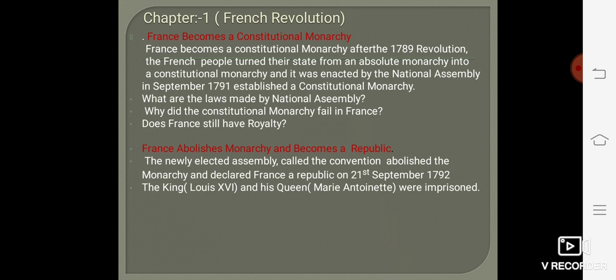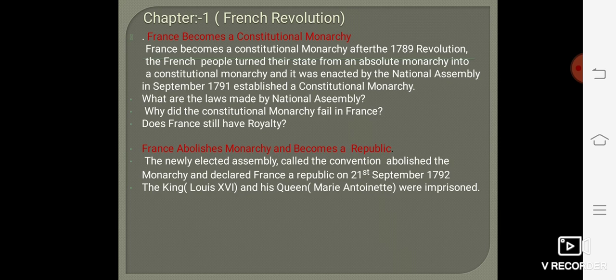There are some important points on the basis of constitutional monarchy. Here the points are as follows. Number one, under the constitution, the men who were above 25 years of age and who paid taxes equal to at least 3 days of a laborer's wage were given the status of active citizen.